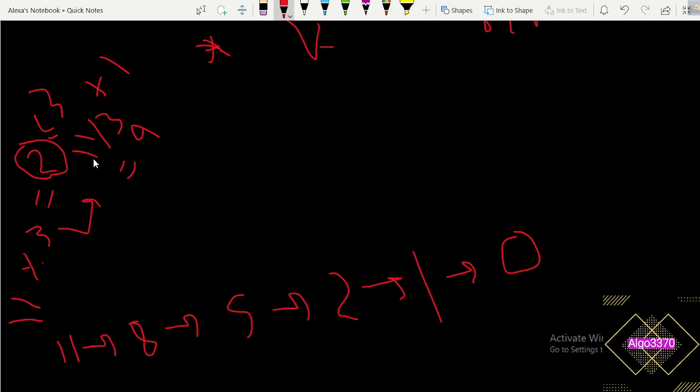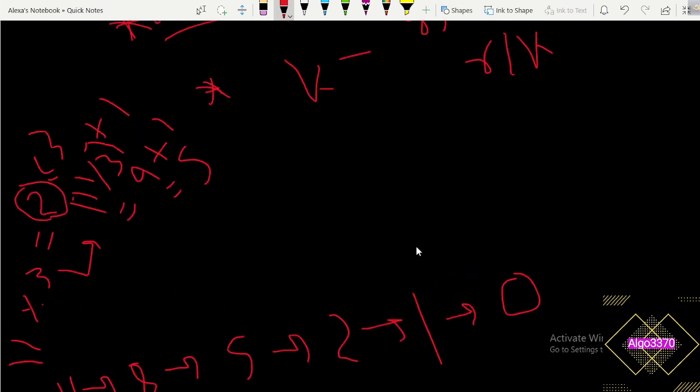We'll pick the ceiling value of 11 by 3. The 11 by 3 is 3 point something. So 4 plus 1 is 5. Total 5 coins.